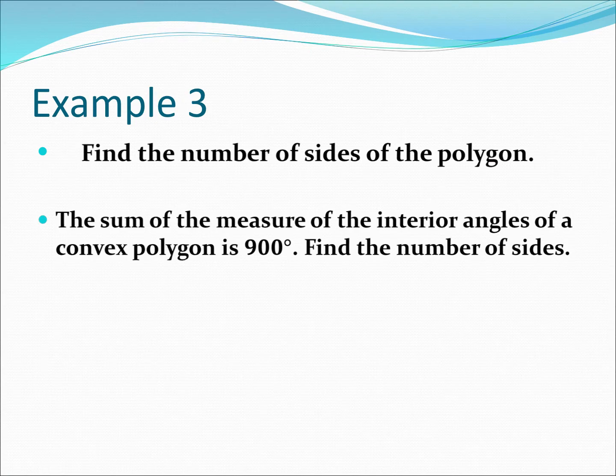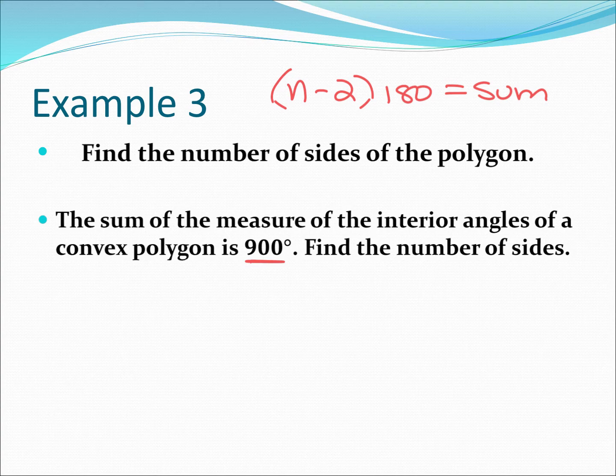So the next example wants me to find the number of sides of the polygon. So I'm still using the same formula, but this time I don't have the n. I'm solving for n. So again, I'm still using this formula, n minus 2 times 180. And remember, this equals the sum, but they gave me the sum. Now, I'm going to solve this two ways, depending on how your Algebra 1 teacher taught you how to do questions like this.